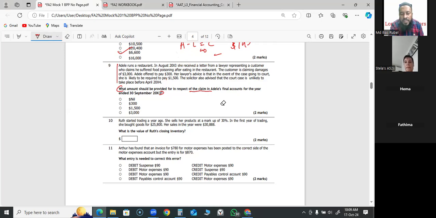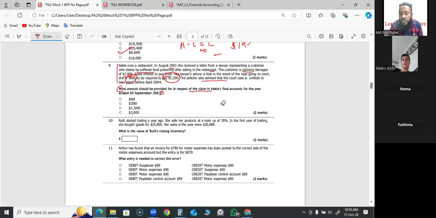Adele runs a restaurant. In August 2023, she received a letter from a lawyer representing a customer who claims, people, it is not in your syllabus. This is called provision, contingent assets and liabilities, I believe IAS 37. Eating in the restaurant, claiming damages 3,000. My gosh, big damage. Okay, stomach ache, that's it. Come on, what to do? Adele offered to pay 300. Her lawyers advised that in the event of the case going to court, she's likely to be required to pay 1,500. So likely to be means it's probable. She's probably going to lose this 1,500 in court.